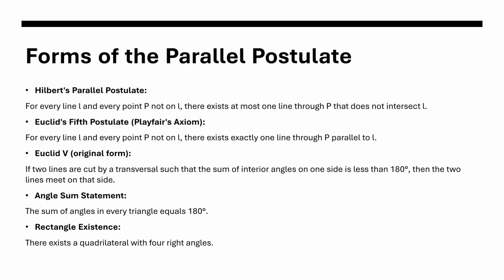They are equivalent: Hilbert's parallel postulate, Playfair's axiom, Euclid's fifth postulate, the angle sum statement, and the rectangle existence. These are all equivalent, so if we assume any one, we can prove all the others. That's what we mean by equivalent forms of the parallel postulate. Take note, mathematicians spent centuries trying to prove one of these from the other axioms. Now, we know they're all independent.